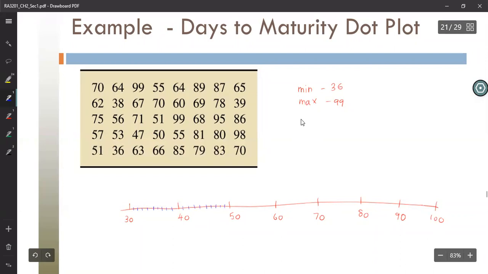And so on. So here's 70. 64 will be somewhere here. 99 will be somewhere here. 55 here. 64 again. 89 somewhere over here. 87 and so on. You can draw the dot plot. Okay. So I'm not going to do the whole thing, but you can try it. Okay.